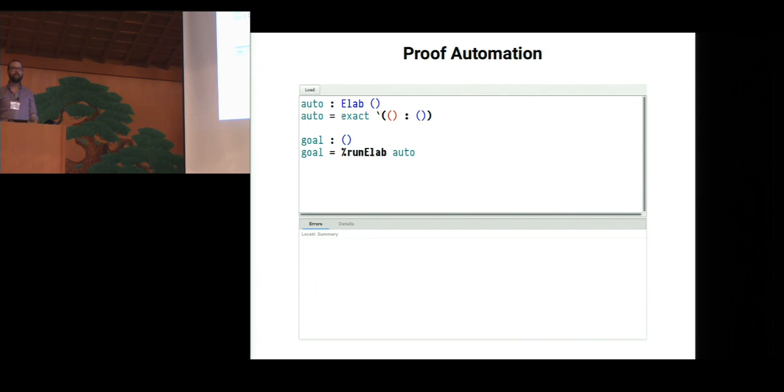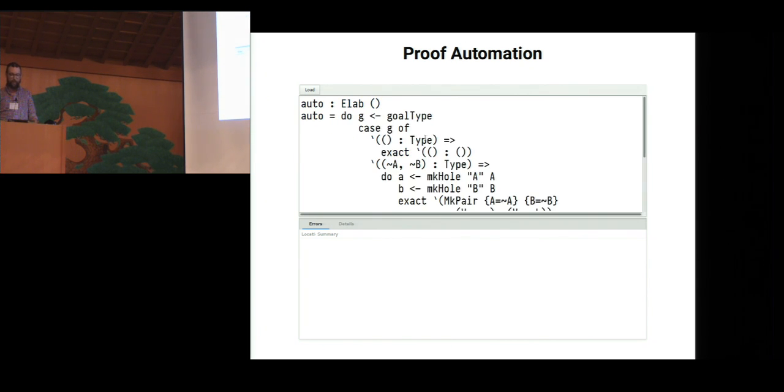So backtick here means quote. And the colon here is a type annotation to allow the elaborator to elaborate the quoted term using the right disambiguation. Then, if our goal is the unit type, we can run Elab auto to fill in the unit constructor. Clearly, this is not a very fun metaprogram.